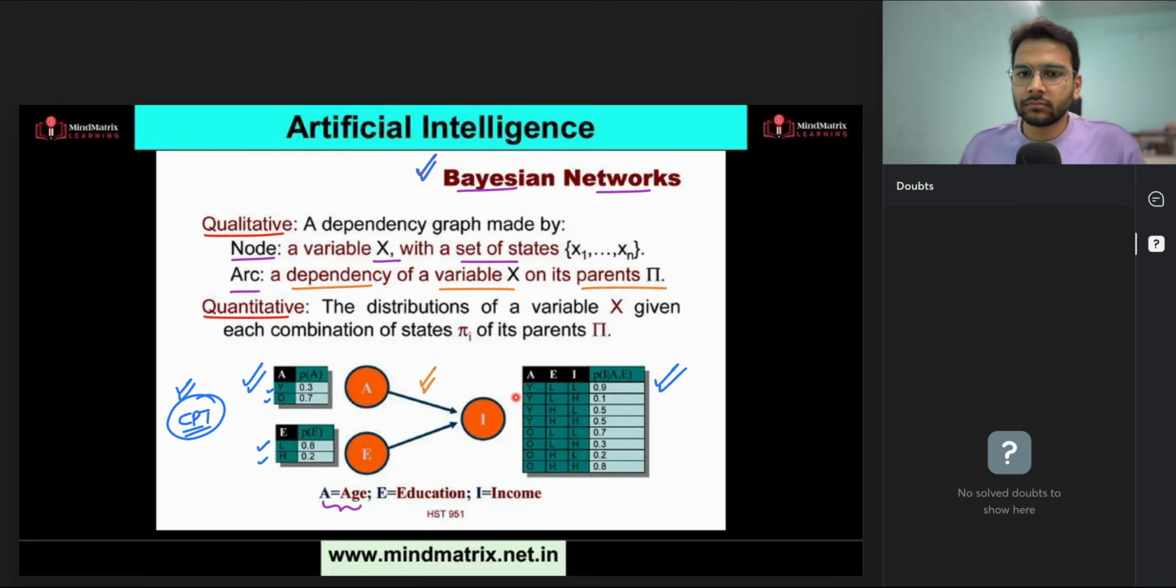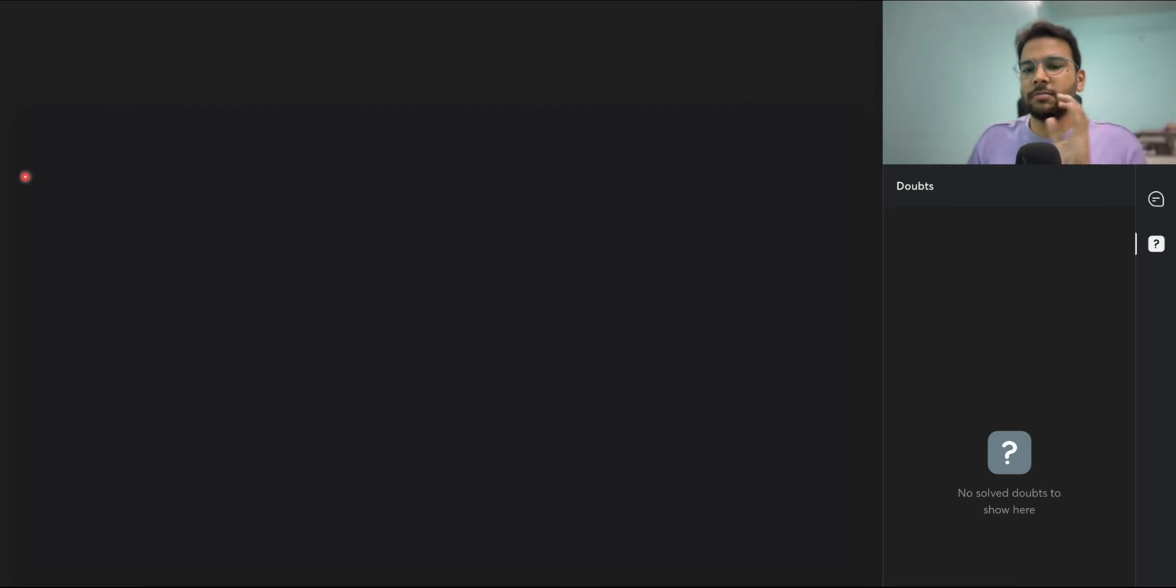Okay, clear? Okay. Now, when we talk about quantitative, there is a distribution of a variable X given each combination of states pi of its parents. So simply what it is saying is that in this CPT, the conditional probability tables, the probability is given. If any variable is not conditionally dependent on anything, then simply its probability will be given. For example, let me give you a simple example. By this example it will be very clear to you.